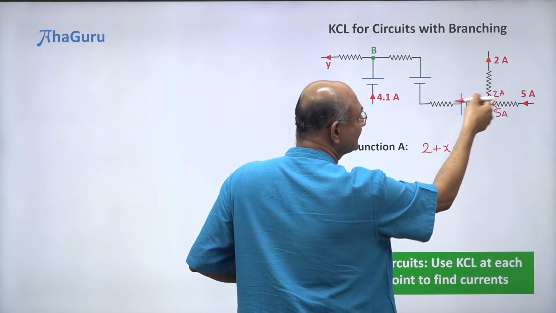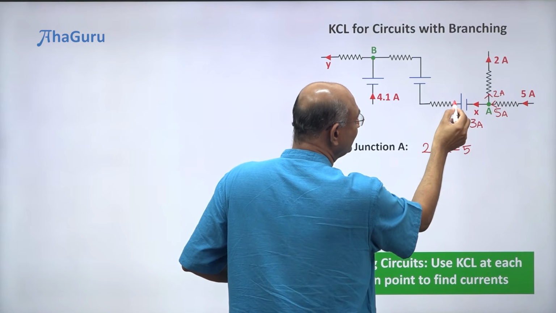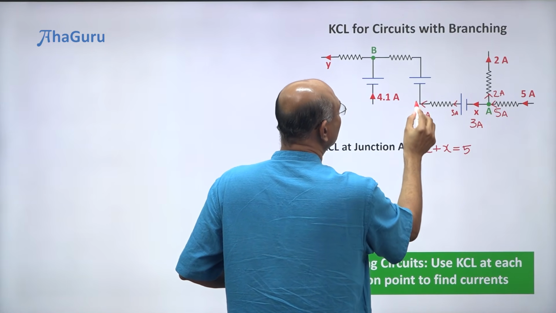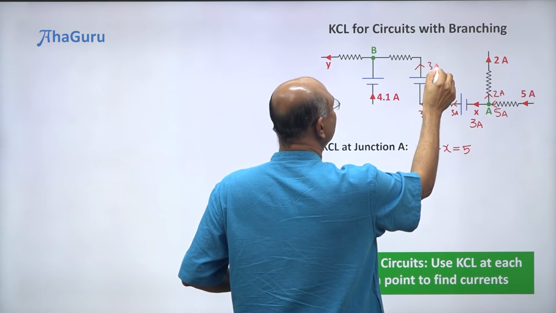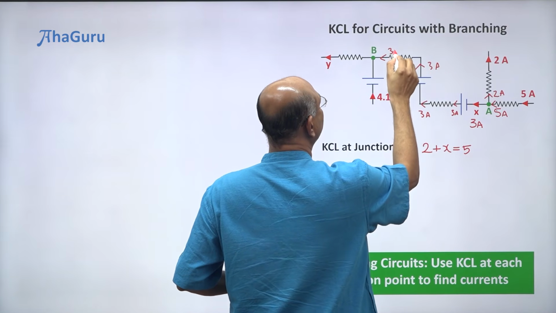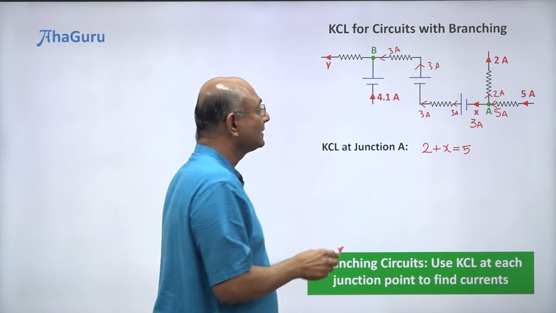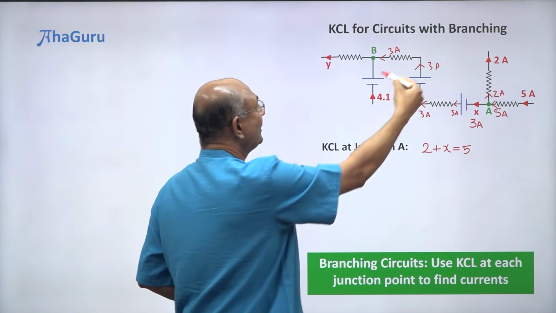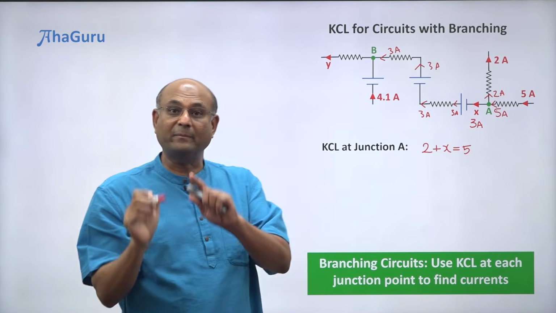Now this is X, 3 amperes. So this must be 3 amperes. This must be 3 amperes. So it's going to go like this. This must be 3 amperes. And so this must be 3 amperes. So you can see that this current is the same as that current. And so I know that 3 amperes is entering B.